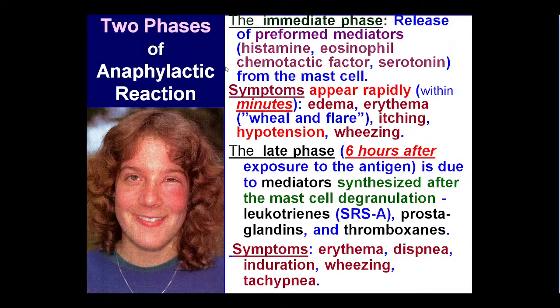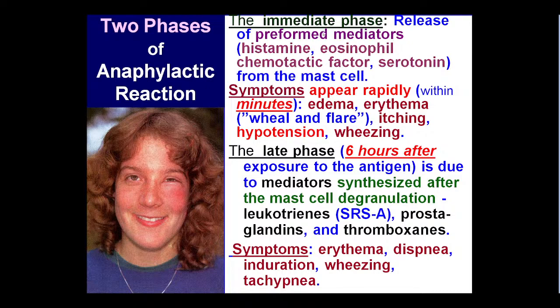There are two phases of the anaphylactic reaction, clinical phases and pathogenetic phases. First is the immediate phase of anaphylaxis. This phase is characterized by a release of the preformed mediators of inflammation: histamine, eosinophil chemotactic factors, and serotonin, platelet activating factors. All these things are released from the granules of the mast cells immediately.